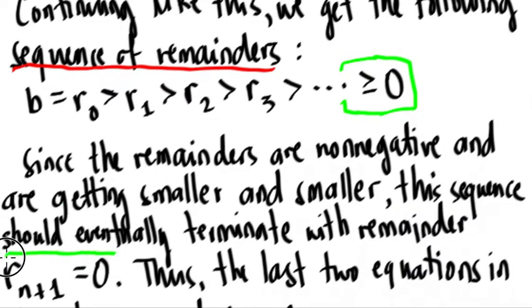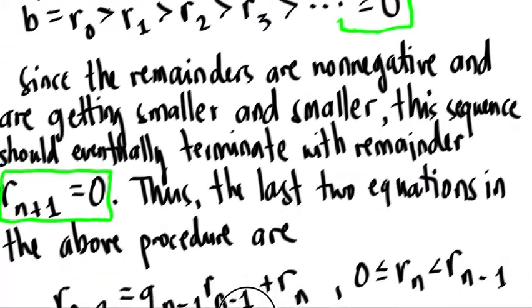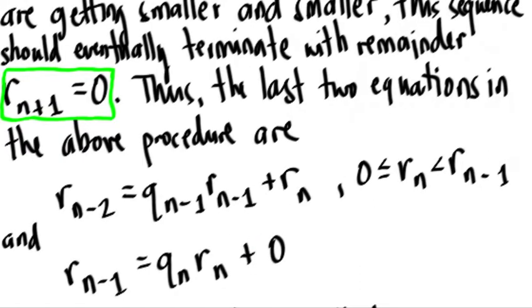So it should eventually reach r sub n, which is the last non-zero remainder, because r sub n plus 1 is the zero remainder. Thus, the last two equations in the procedure above should be this. The second to the last equation should be r sub n minus 2 equals q sub n minus 1 times r sub n minus 1 plus r sub n.